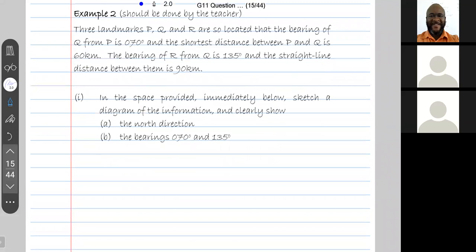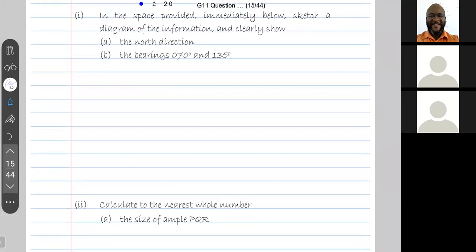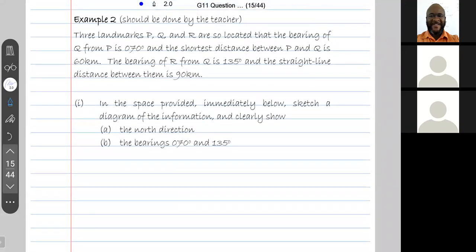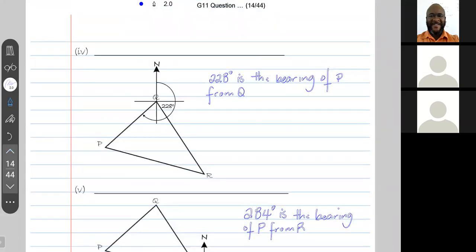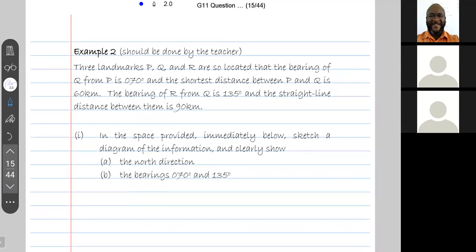All right, example 2. I have example 2 and in brackets, I'm reminding myself, should be done by the teacher. So the next thing that I think we could have done a little bit more, but at least we learned how to interpret a bearing diagram. So let me go ahead.